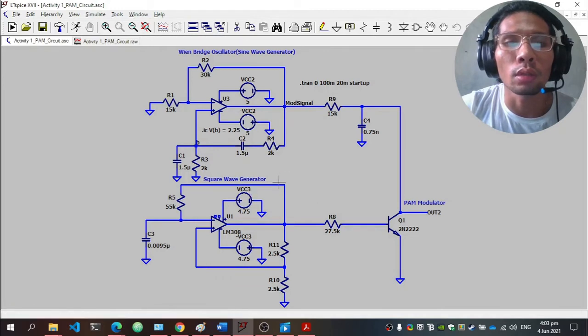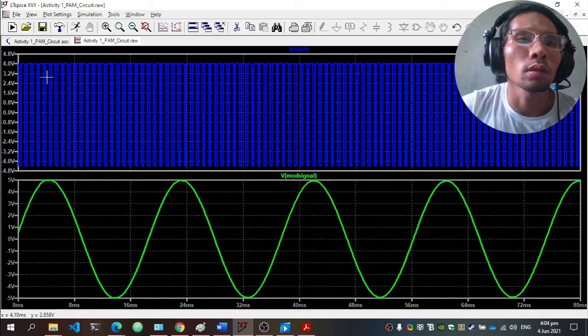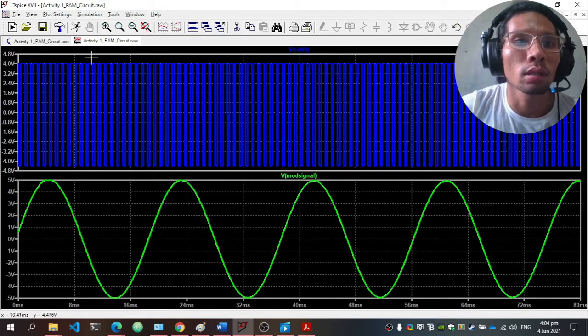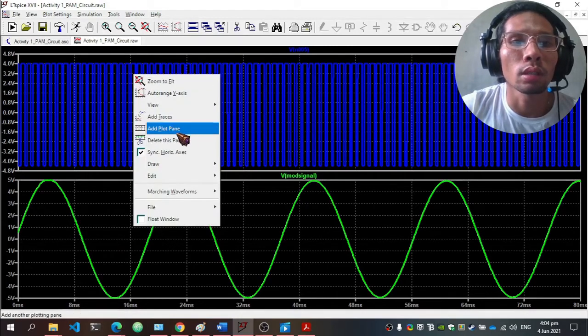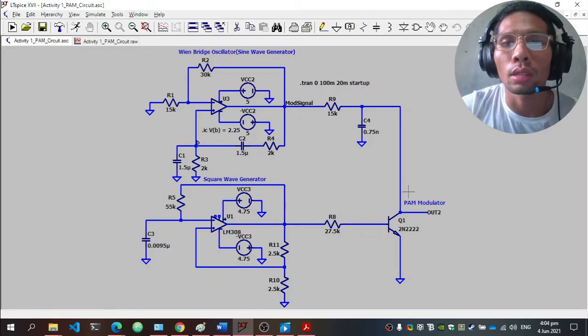So for now we are going to select the square wave generator output signal by using the probe on the output node of the square wave generator circuit. So we can see that the square wave signals are plotted on the graph of the LTSpice. Next, we will add a plot plane for the pulse amplitude modulation signal, clicking the out 2 for the PAM modulator signal.